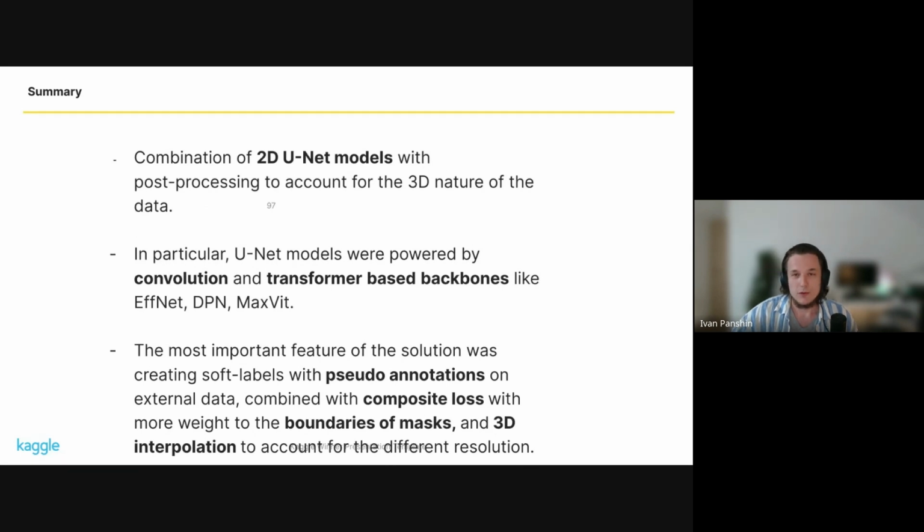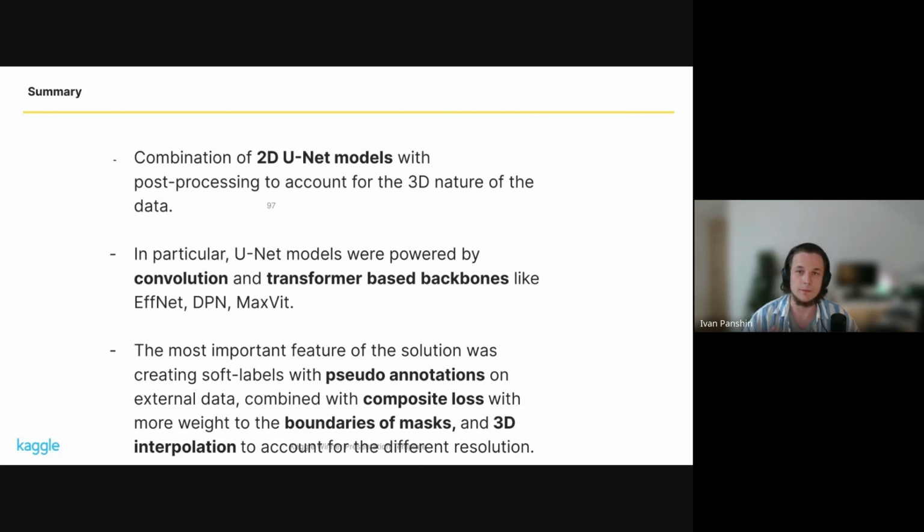Now, speaking about my solution, it's, in my opinion, fairly simple, but still. So the first important thing to note is that my solution is just a combination of 2D vanilla U-Nets with some post-processing to account for the fact that our data is essentially 3D, not 2D.